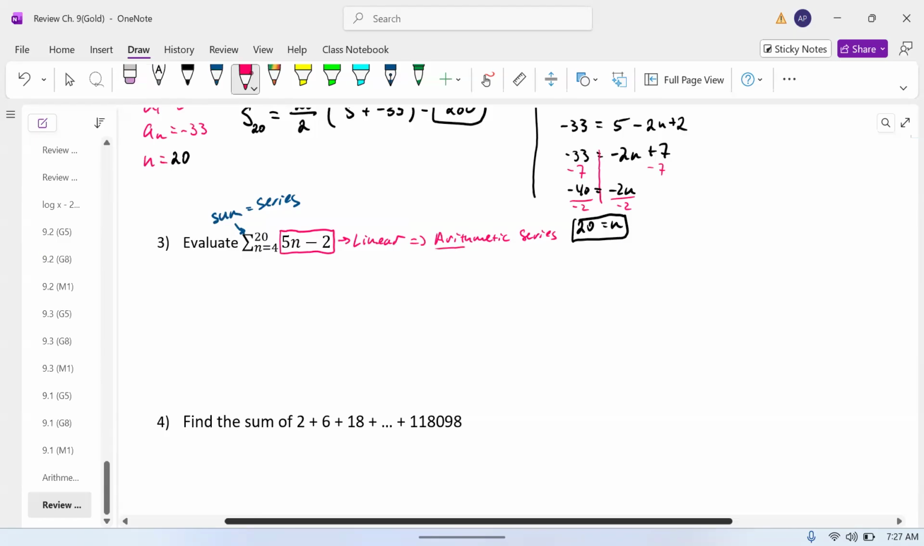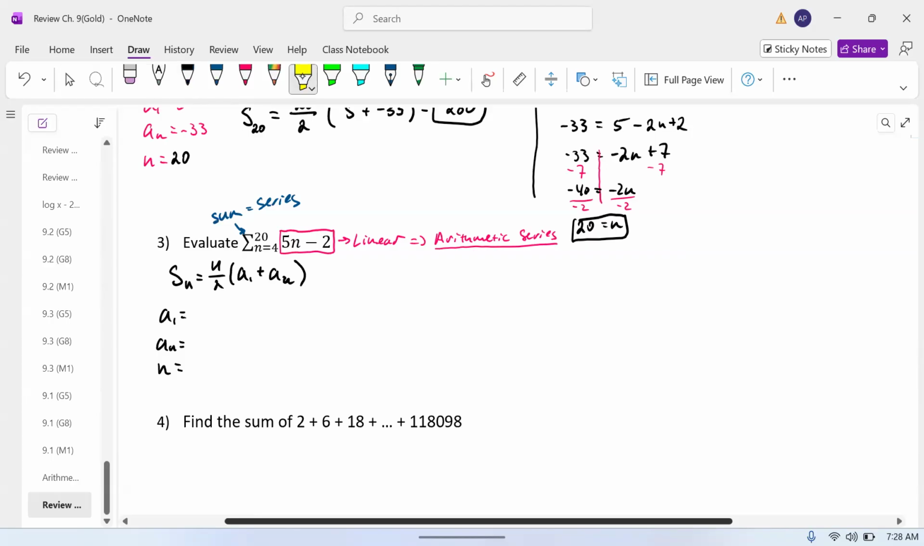So knowing that this is arithmetic series, that means that we can use the summation formula or the series formula for arithmetic series, which is this formula right here, the same formula as what we've used a minute ago in the previous example. Now, to use this formula, just like before, we have to know the first term, we need to know the last term, and we need to know how many terms there are. But these things we have to get from this sigma notation.